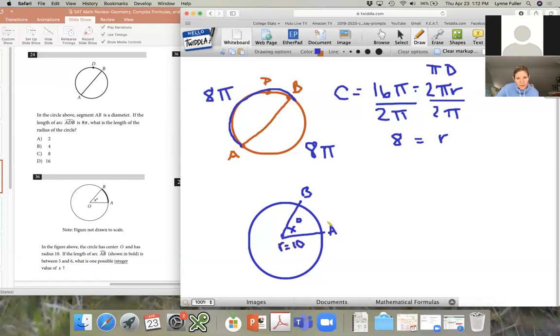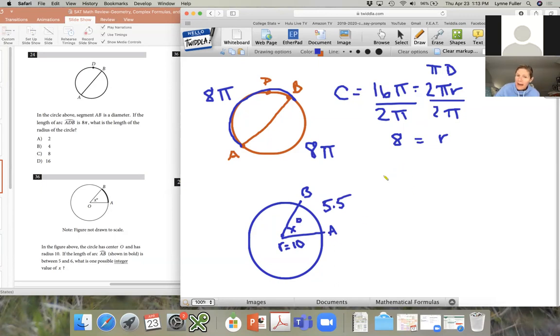And then they also say if the length of A to B is between 5 and 6. Okay, so it's greater than 5 and less than 6. Let's say it's 5.5, okay? And what is one possible integer value of x? So like, what's a degree measure?